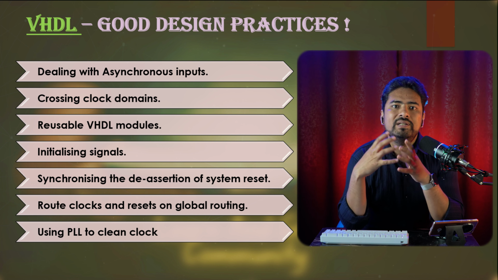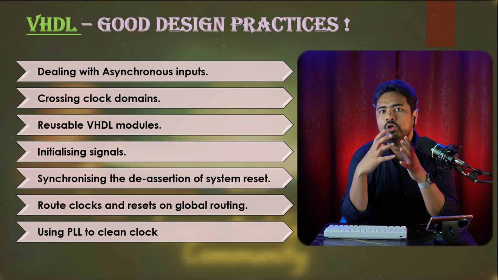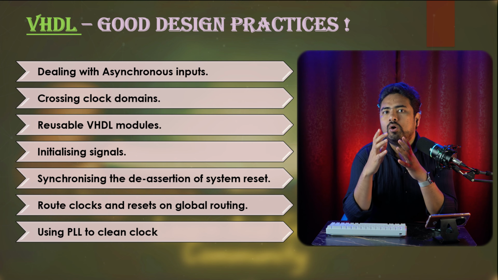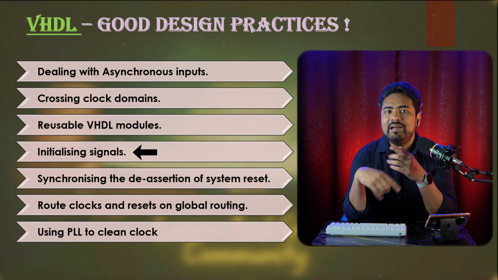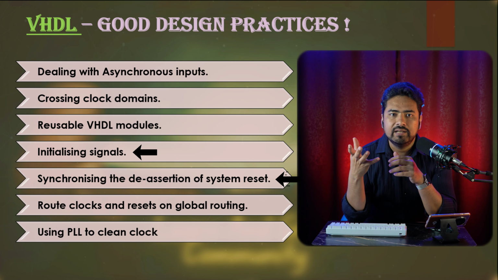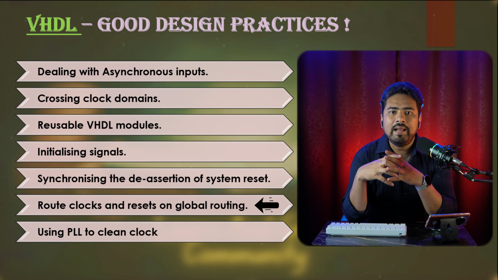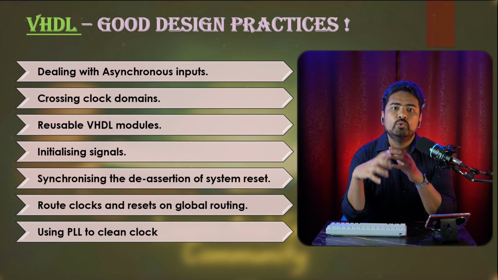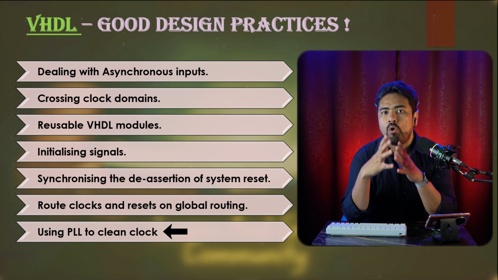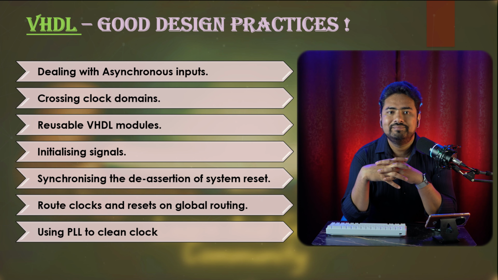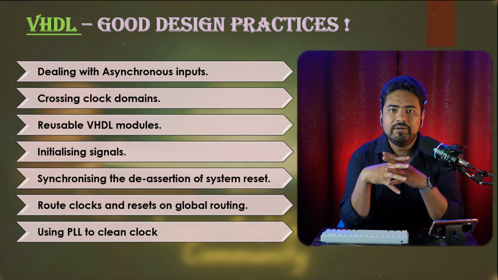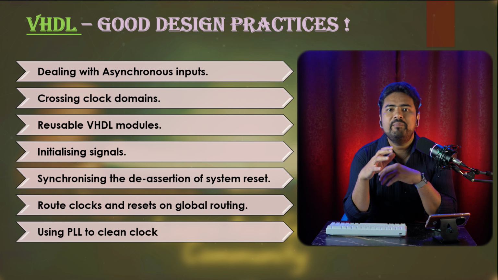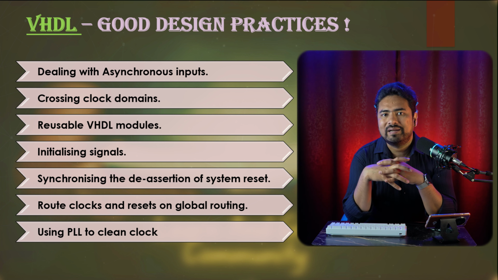Next, try to use generics in your designs so that you can use them for wider applications. Always initialize your designs and signals using a reset signal. Use global nets to route clock and reset signals. Use a PLL to clean up all of your input clock signals. So, these are some tips and tricks for good VHDL and FPGA designs. Try to apply them as much as possible in your practice.